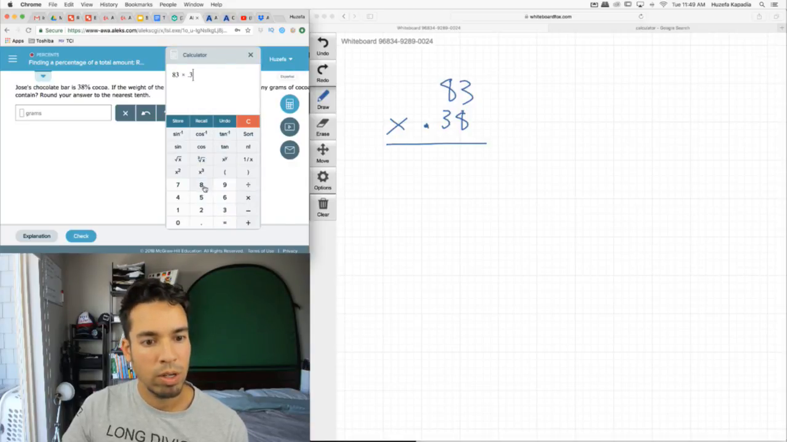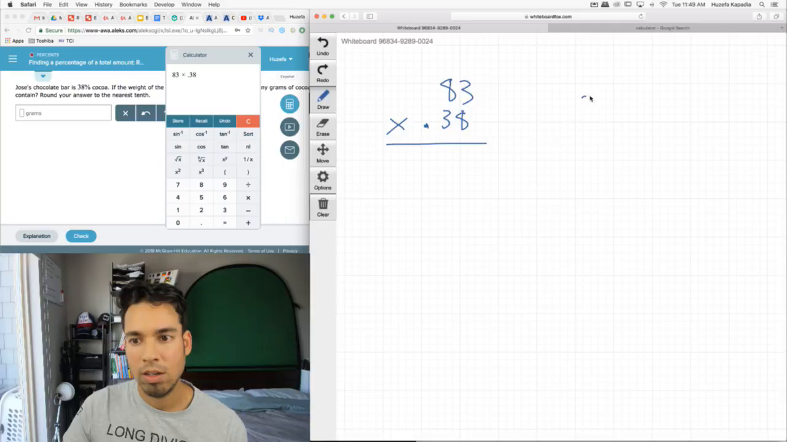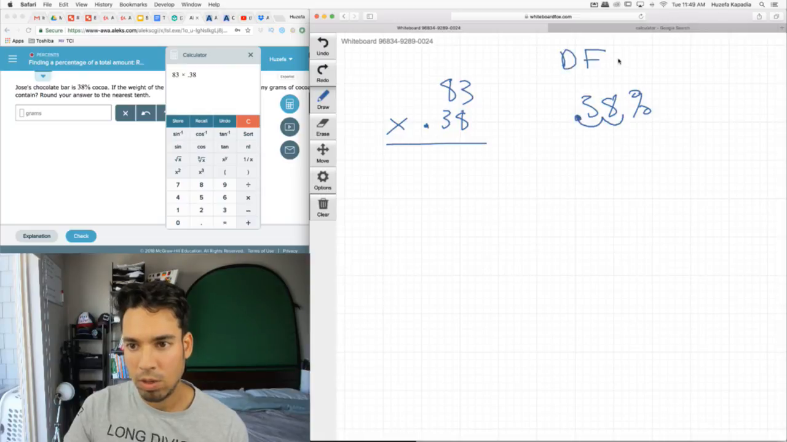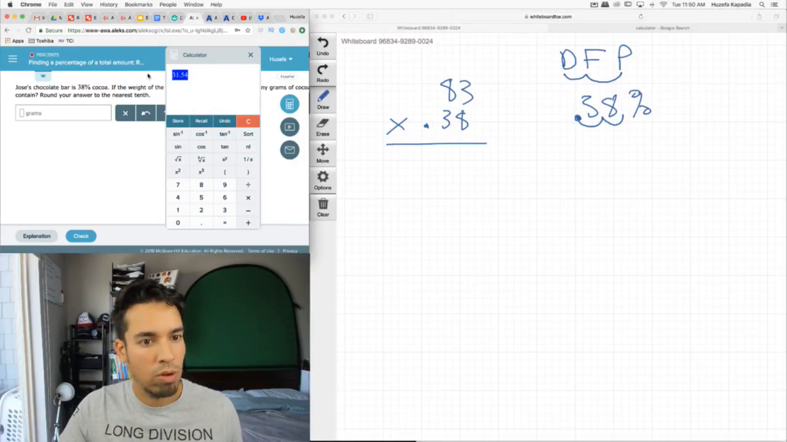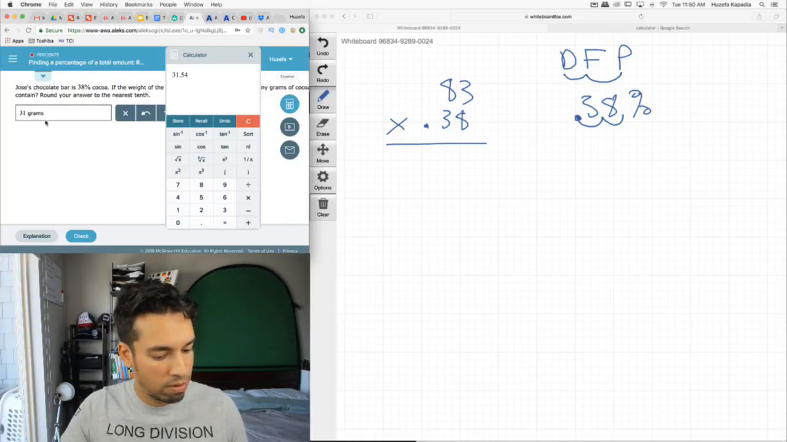So why am I doing 0.38? Because anytime we take a percentage, we turn it into its decimal equivalent by moving the decimal twice to the left. We know that from DFP: to go from percent to decimal, we go boom, boom. Then we take that decimal and multiply it by the total, and we get 31.54. Nearest tenth is 31.5.